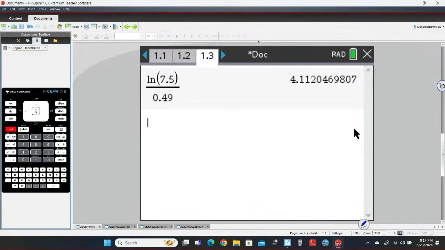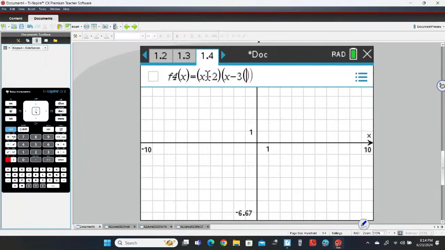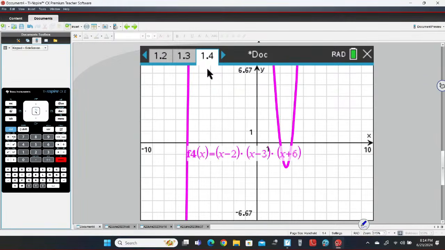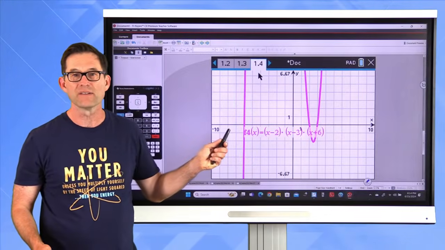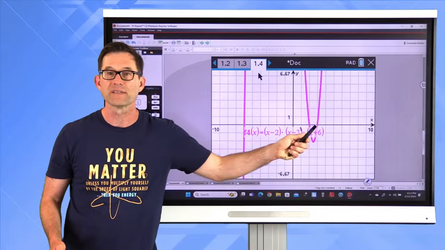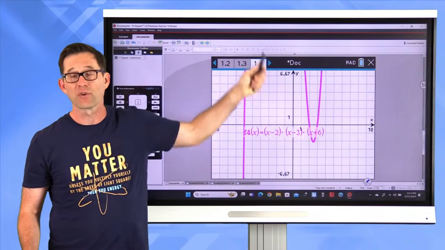I can go right in, let me open up a new page, let me add a graph. Okay. Let me put that thing in. It was x minus 2 times x minus 3 times x plus 6. All right, there's my function. And I get this kind of looking thing. And it's kind of ugly, you know what I mean? But there's my 0 at x equals -6, there's my 0 at x equals 2, and there's my 0 at x equals 3, right? Now, I don't even see the top of the graph or the bottom of the graph.